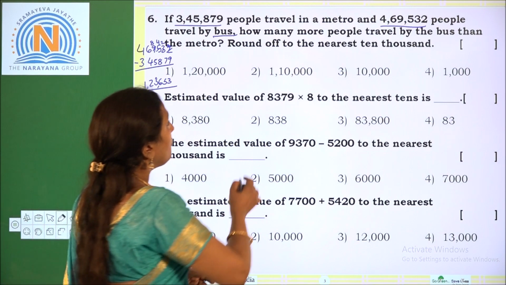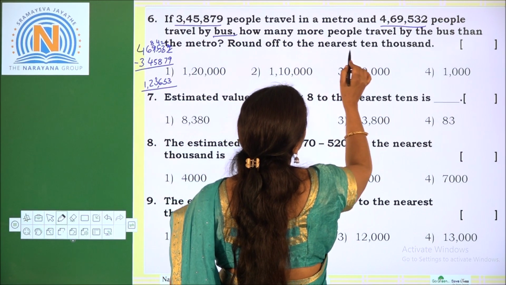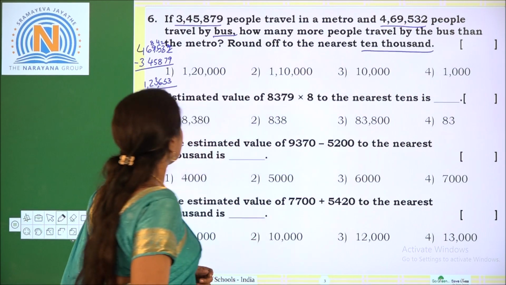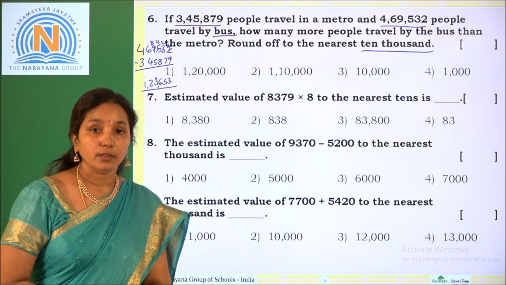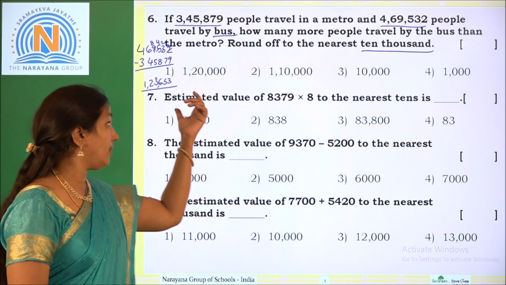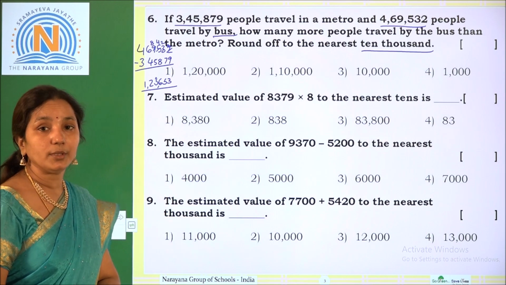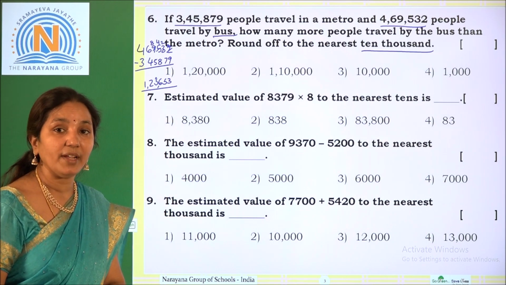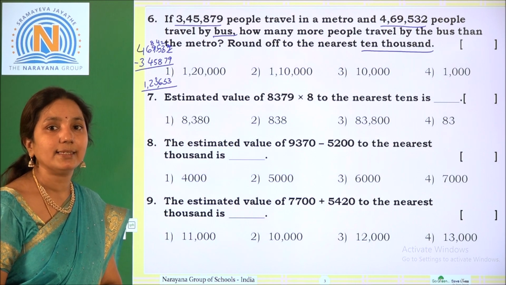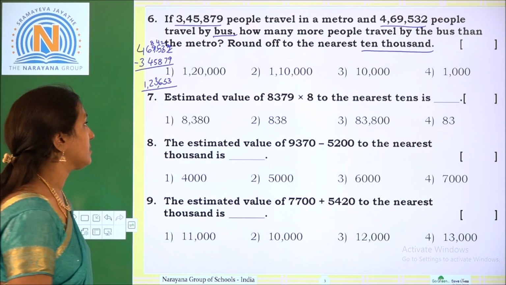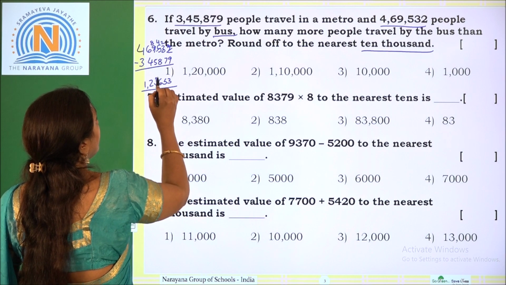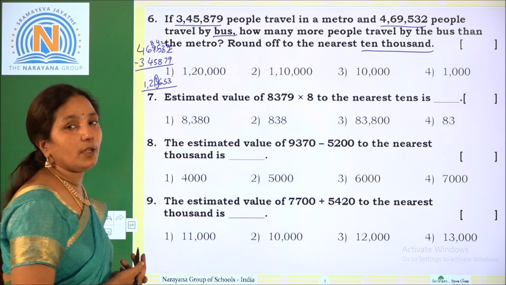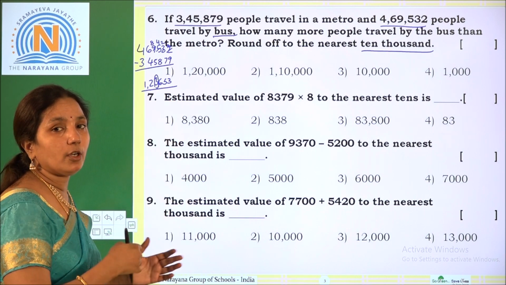1,23,653. So we have to round off to the nearest 10,000s. While rounding to the nearest 10,000, we have to look at the thousands place. What is the thousands place number? 3. So 3 is below 5. So we have to take below thousands.